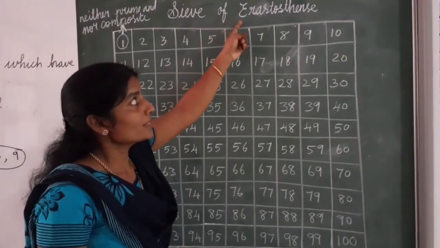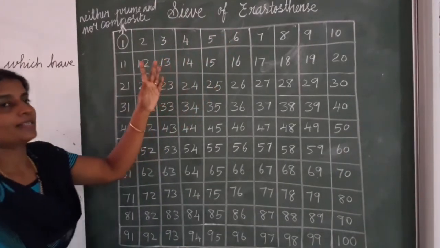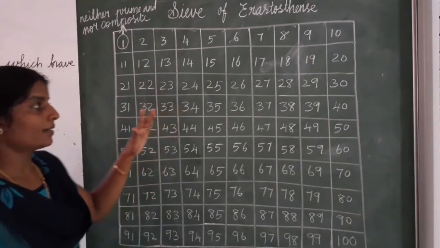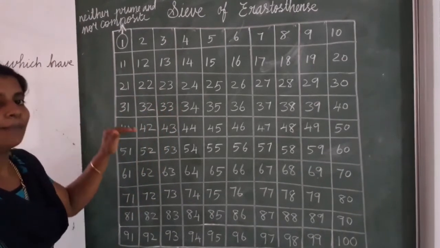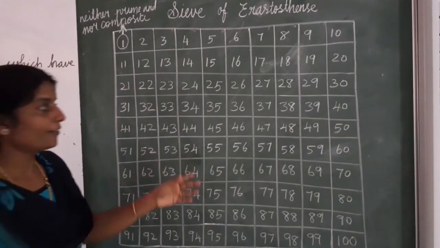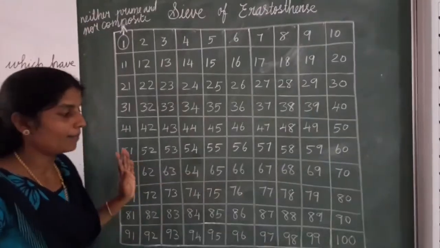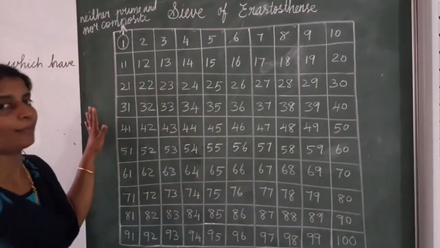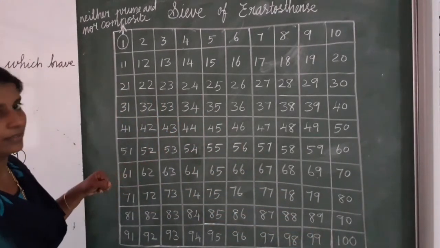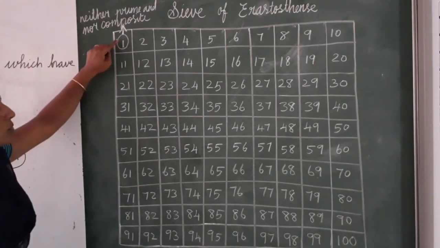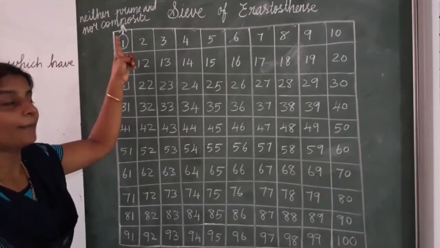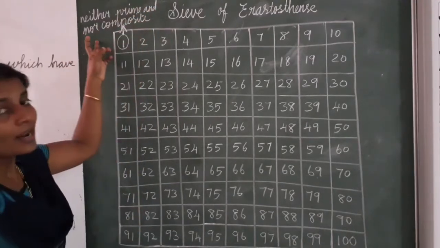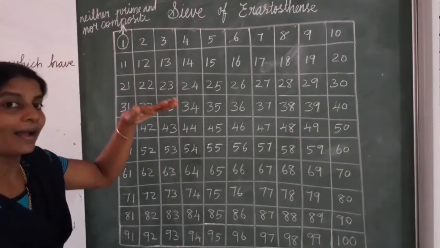Eratosthenes is a Greek mathematician who constructed a table of prime numbers. How can you identify the prime numbers from this table? Here I wrote 1 to 100. Up to 100, how many prime numbers are there? We can find out. Now listen here. This 1 is neither prime nor composite.